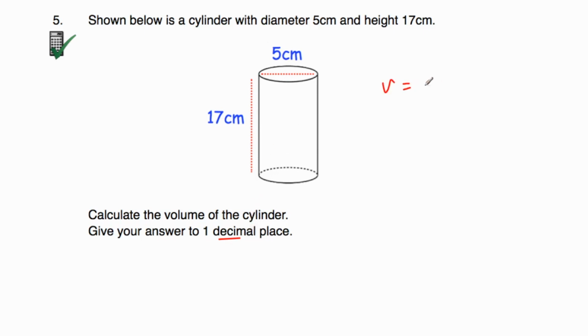So the volume of the cylinder is equal to pi r squared h. So pi times the radius squared times the height, the area of the circle times the height. And that will give us the volume of the cylinder. So we need to find out what the radius of the circle is and what the height of the cylinder is.